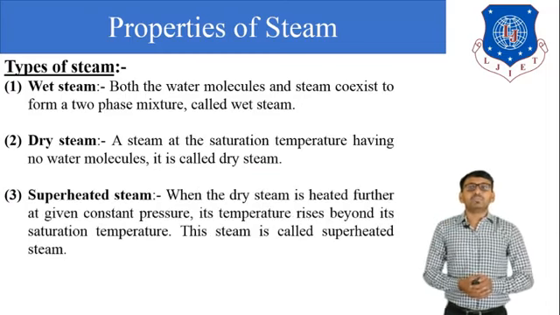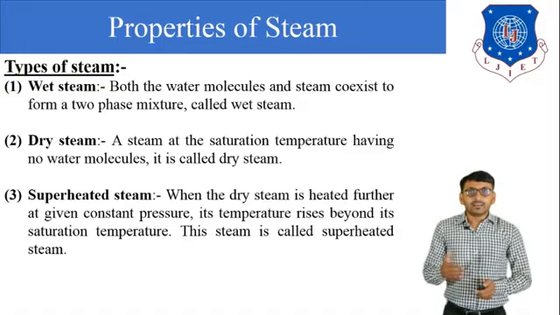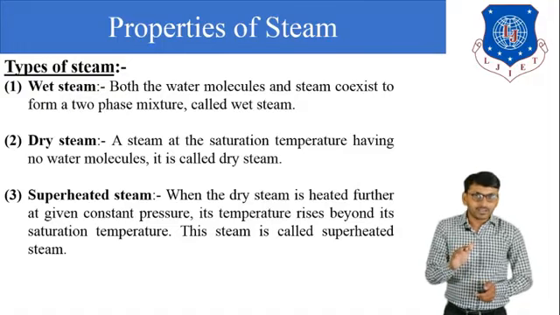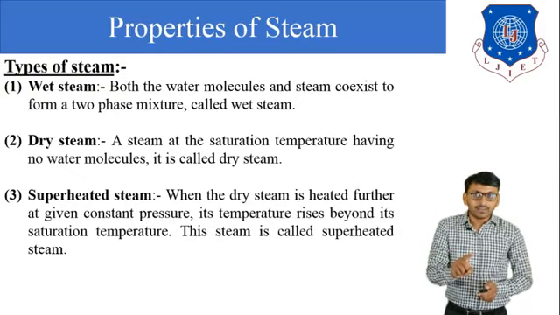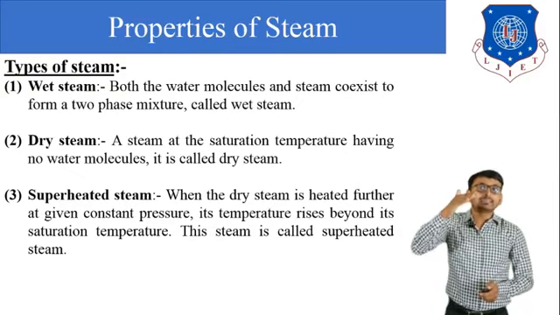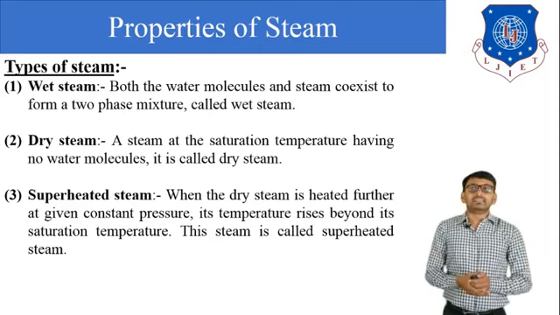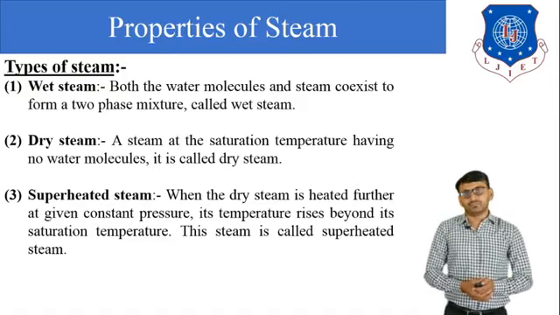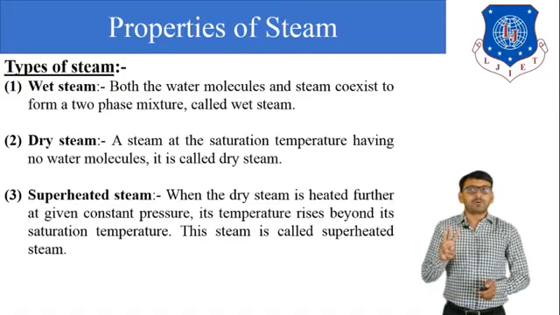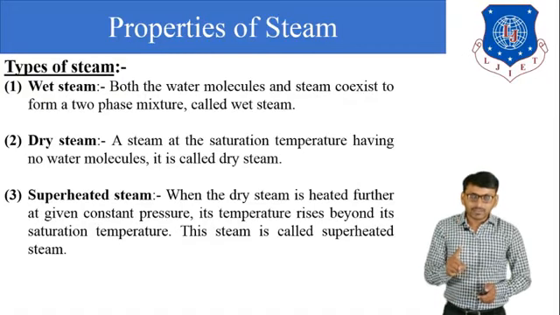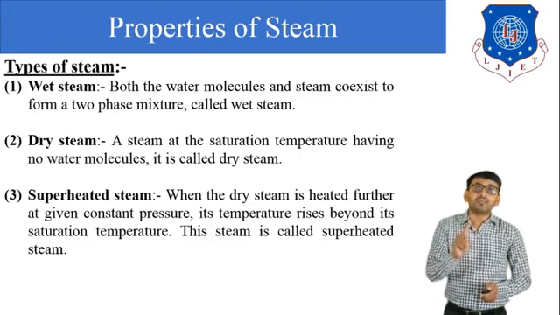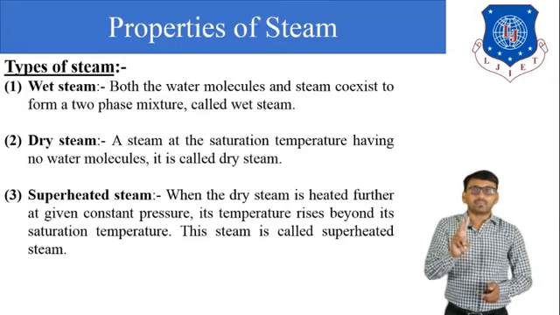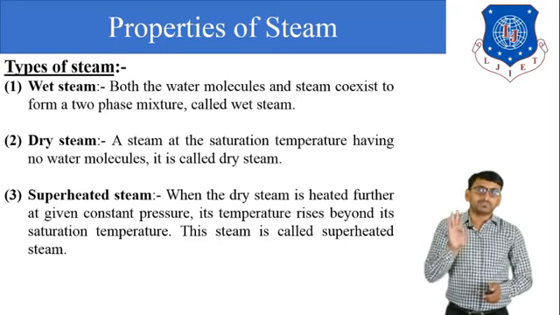Then the third one, superheated steam. When dry steam is heated further at a given pressure, its temperature increases above saturation temperature, and this steam is called superheated steam. So there are mainly three types of steam: wet steam, which is a mixture of steam and water particles; dry steam, that is only steam at saturation temperature; and superheated steam.